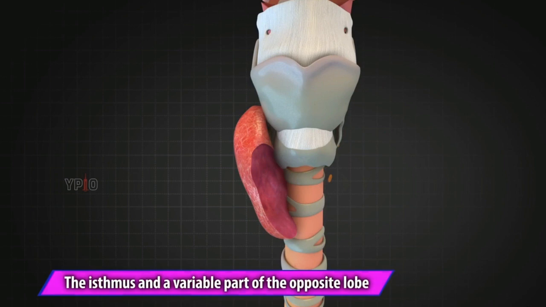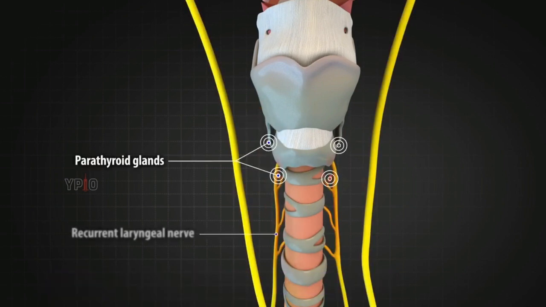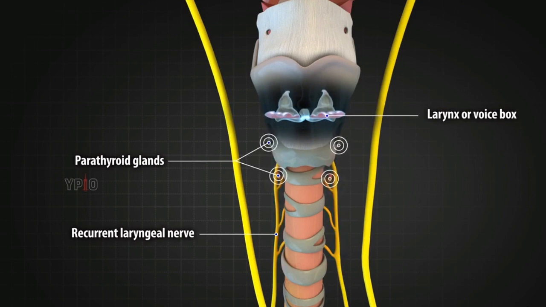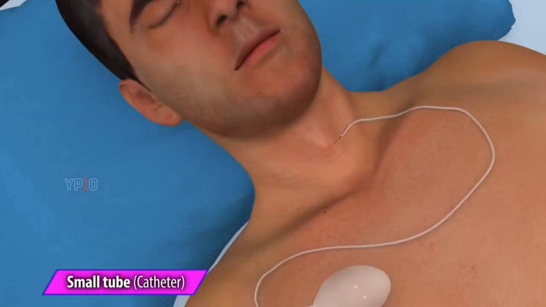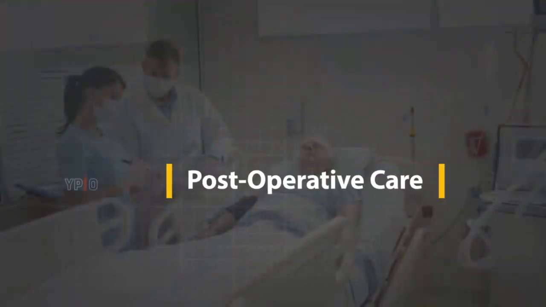the opposite lobe. The parathyroid glands that regulate calcium, as well as the recurrent laryngeal nerve that runs behind the thyroid, supplying the larynx or voice box, are identified and preserved as far as possible. After removal of the tissue, a small tube, catheter, is inserted at the site to drain accumulated blood and fluids. The incisions are then closed with sutures.